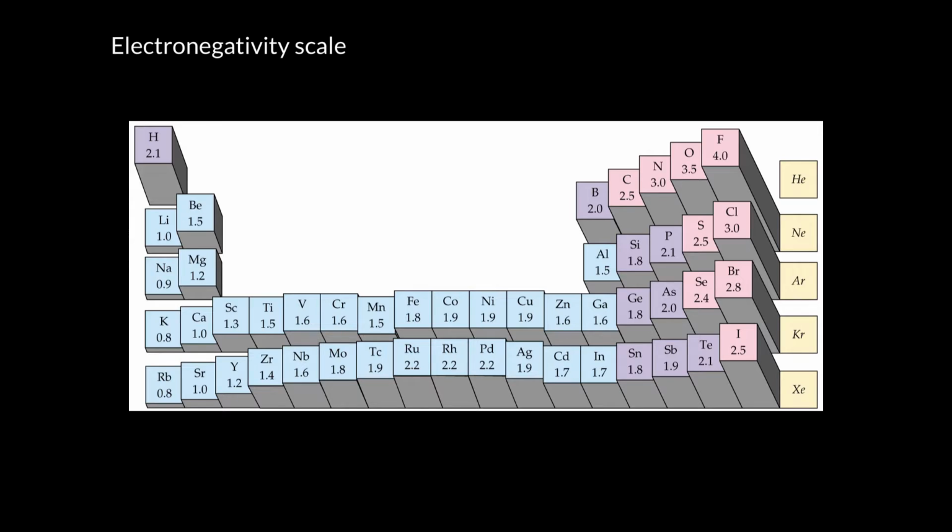So here's a scale of the electronegativities as we look across the periodic table. And I really like this one because the elements that are more electronegative are drawn higher, and the elements that have a lower electronegativity are drawn lower.